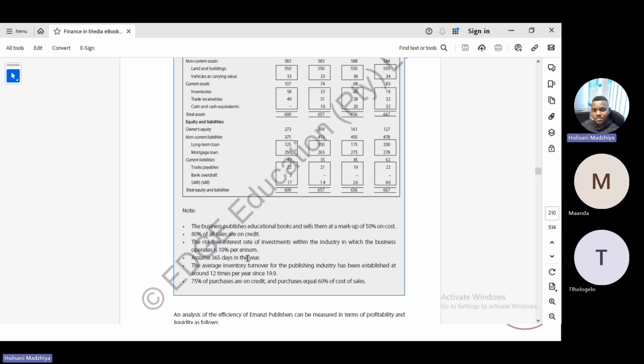Assume 365 days in a year. It means that this company operates 365 days in a year. The average inventory turnover for the publishing industry has been established at around 12 times per year since 1999. So for this industry, inventory is actually sold, or turned into sales, 12 times in a year to generate that revenue, whatever revenue we saw up there. So it is used 12 times to generate revenue.